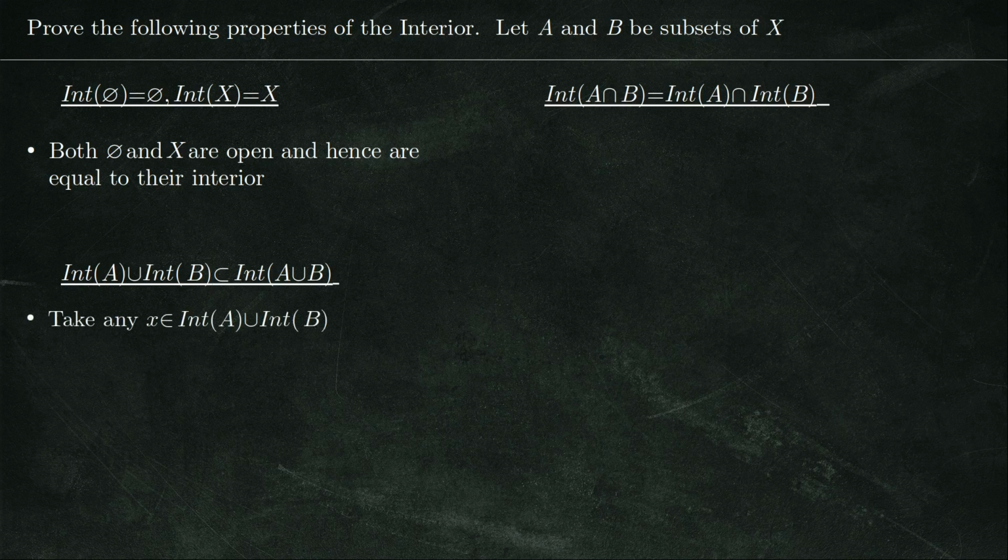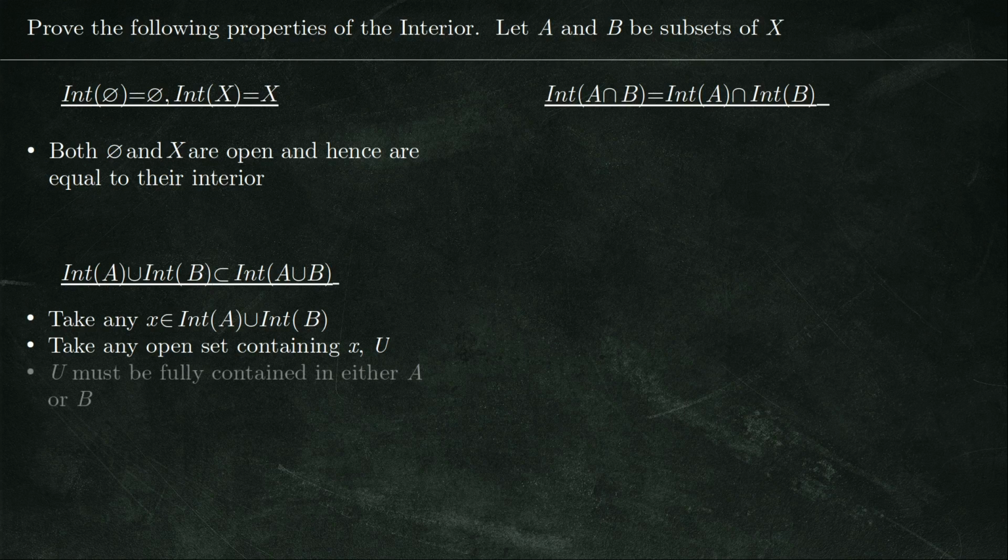So let's take any X in the union of interiors. Then take any open set containing X, which we call U. U must be fully contained in either A or B. Therefore, U is contained in the union of A and B, and X is in the interior of A union B.